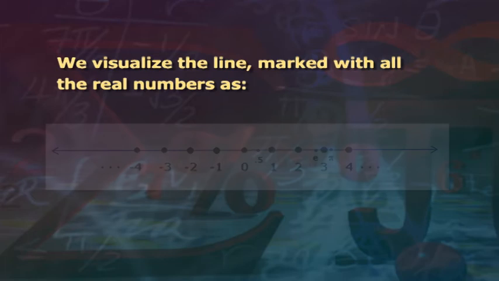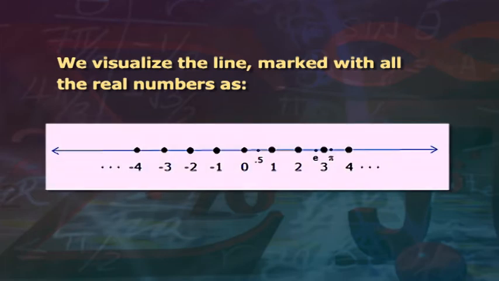We now move on to real line. It is very convenient to represent each real number on a line. In fact, we associate with every real number a unique point on the line. In another way, every point on the line can be associated with a unique real number. That is, we visualize the line marked with all real numbers as we see in the figure.